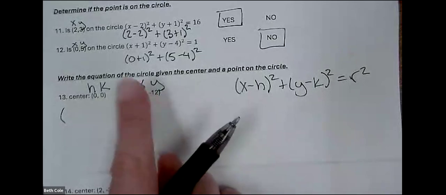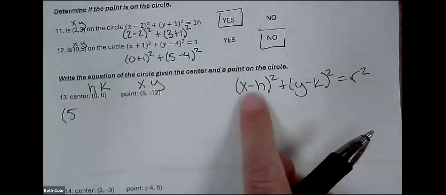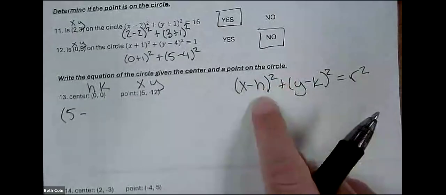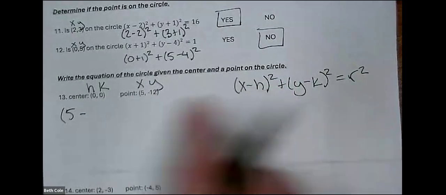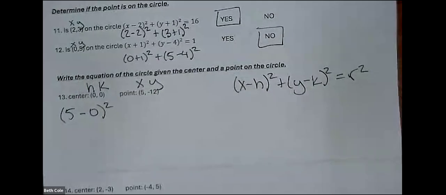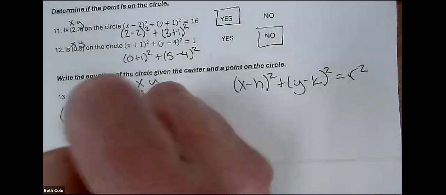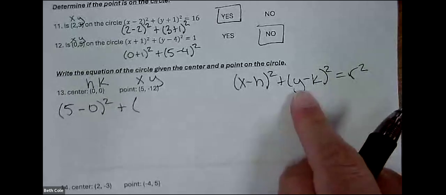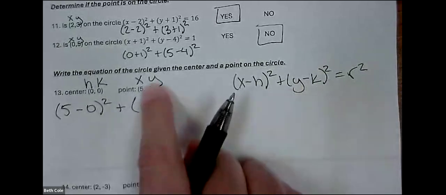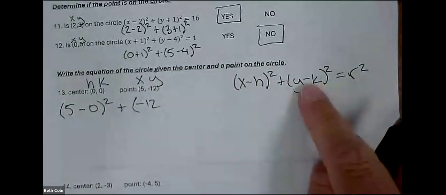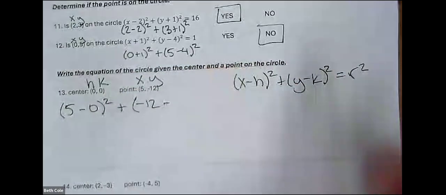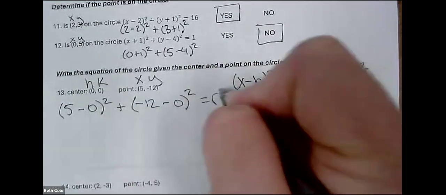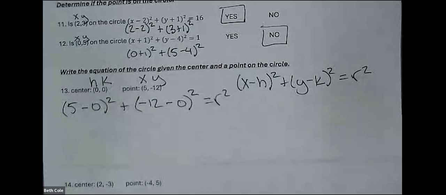What is X? It's 5. Perfect. Minus, and then what did we label as H? 0. Plus, and then we're just going to do this second part. You're just plugging in everything where it goes. What did we label as Y? Yep, negative 12 minus, what did we label as K? Yep, 0 squared. And that equals R squared. I'm simply going to put it in the calculator. We plugged everything in where it goes.